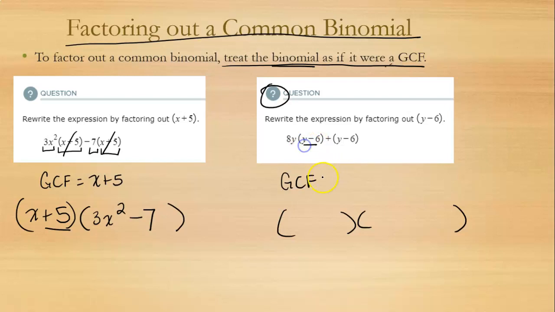You should have recognized that your GCF is y minus 6 because both of these have a GCF of y minus 6. What you're left with is 8y here, and then y minus 6 divided by y minus 6 gives me plus 1. There's always going to be an invisible 1 here if you don't see anything.